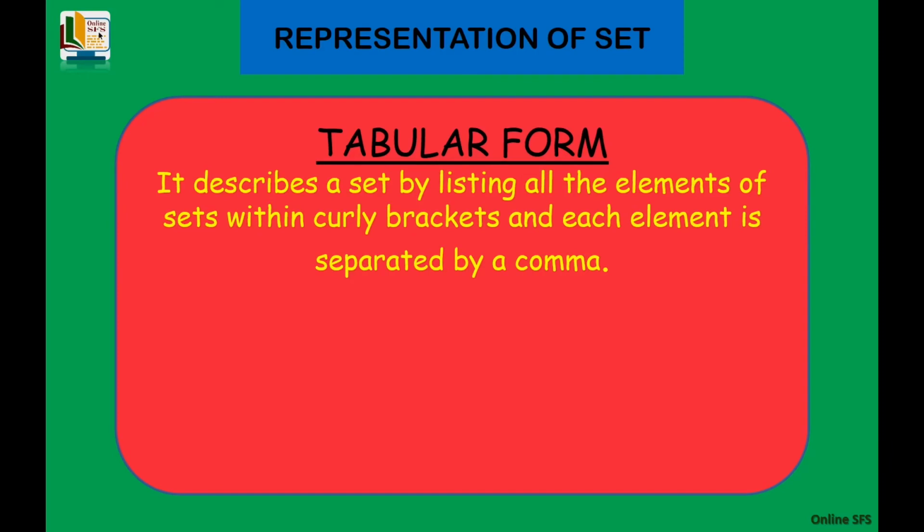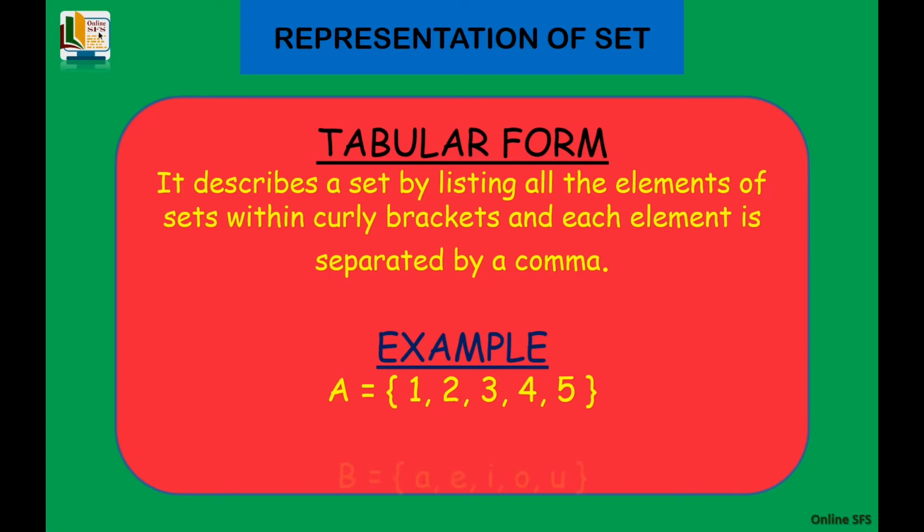The tabular form describes a set by listing all the elements of the set within curly brackets, and each element is separated by a comma. This is the most commonly used notation for expressing sets. For example, for a set of numbers from 1 till 5, we will write it as A equals {1, 2, 3, 4, 5}, separating each element with a comma. Or for a set of vowels, we'll write it in tabular form as B equals {a, e, i, o, u}.